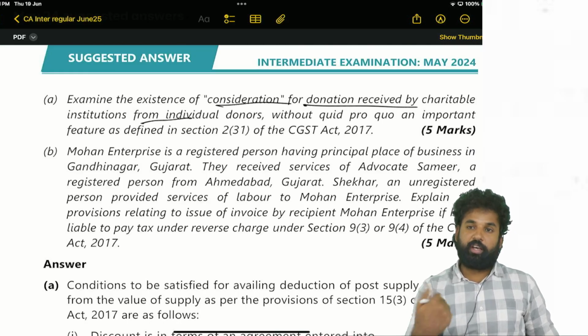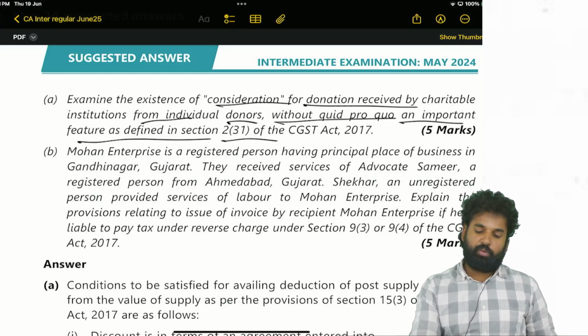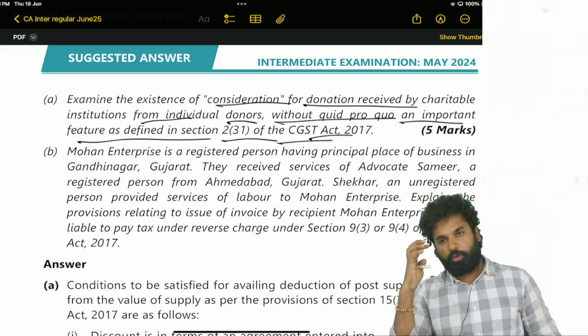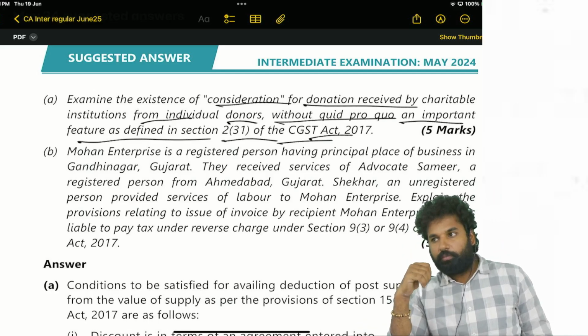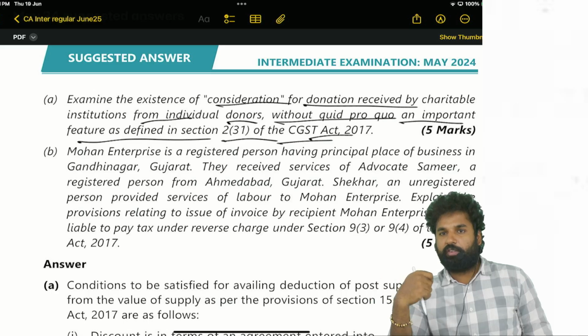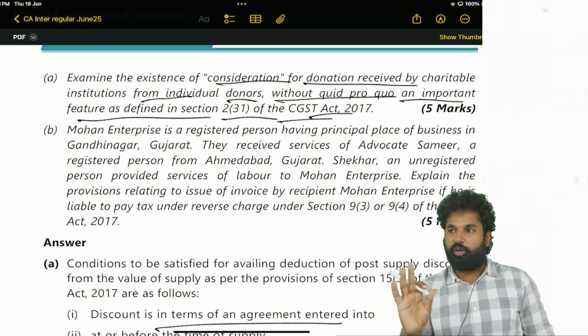Next, examine the existence of consideration for donation received by charitable institutions. Donation received by charitable institutions from individual donors without quid pro quo. Without quid pro quo, an important feature as defined in Section 2(31) of the CGST Act. Consideration without quid pro quo. What is that? First of all, it does not form part of consideration. Something in return shall be there. So there is no service here. Just donation. This is not consideration.